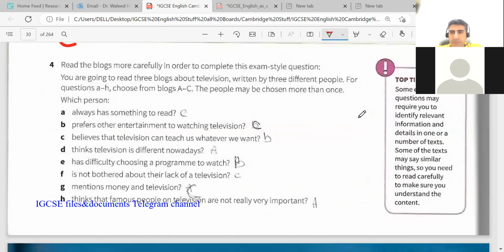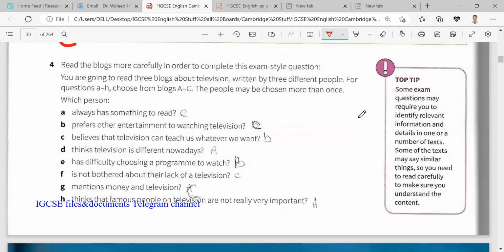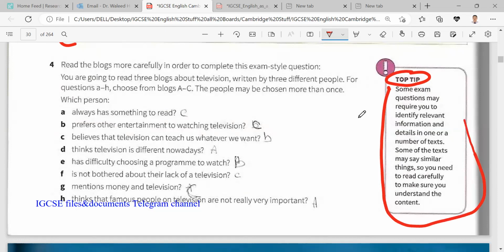Now, Khalid, what should we do? Read this, please. What should you do before answering these questions? Can you read this quickly, please? This is really important. Some exam questions may require you to identify relevant information and details in one or a number of texts. Some of the texts may say similar things, so you need to read carefully to make sure you understand the content. Exactly.